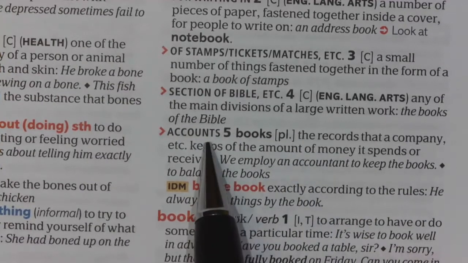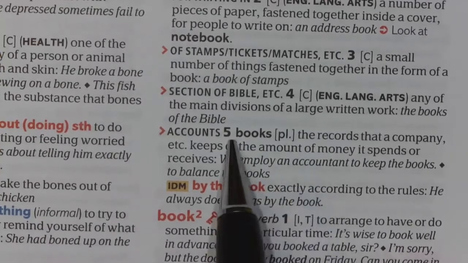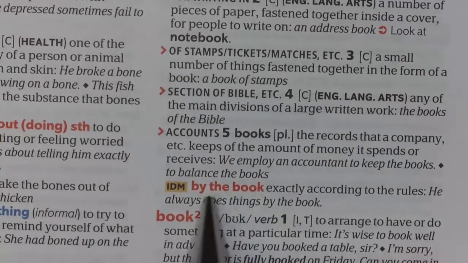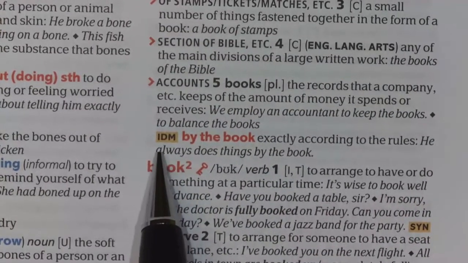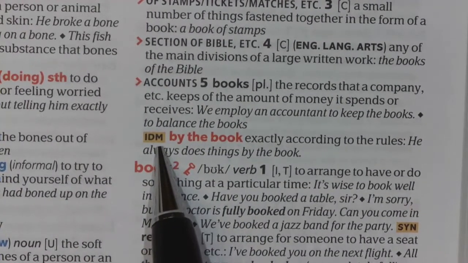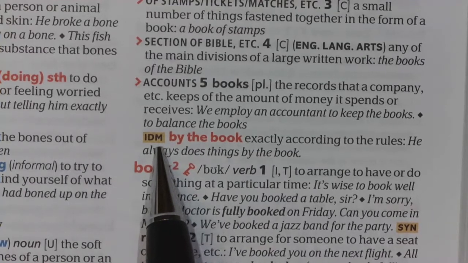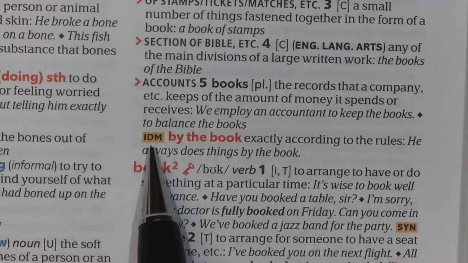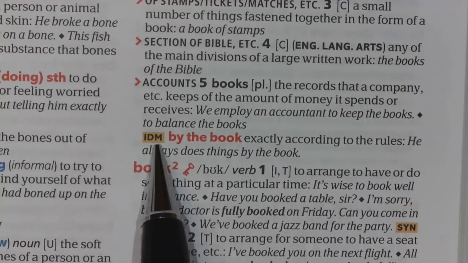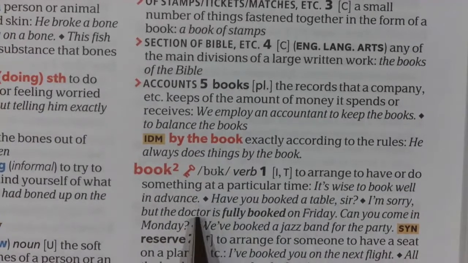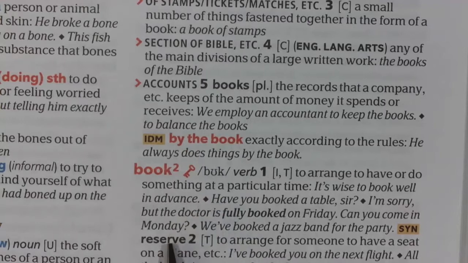Down here for the fifth one, accounts, books, we see this is the plural form of the word, books. So in this situation, we use it in the plural form. And then if we look down here, it says IDM. IDM means an idiom, and we can see that if we look at the page with the symbols and abbreviations. So the idiom is by the book. Now, if you're not familiar, an idiom is a phrase that it's hard to know what it means by translating it word by word. It has some kind of special meaning in the language or in the culture.